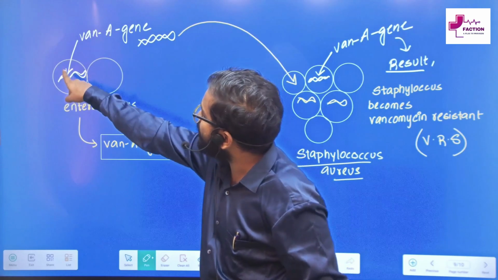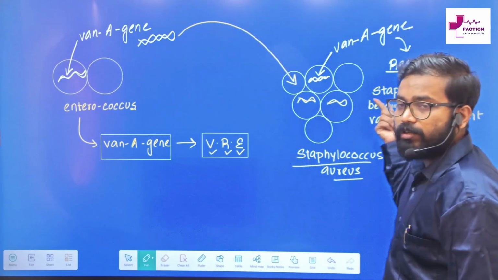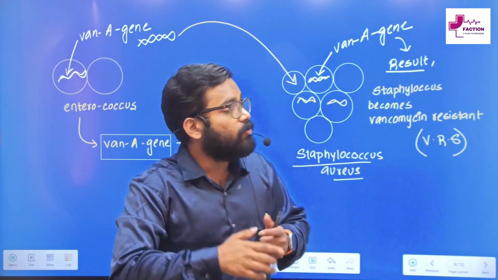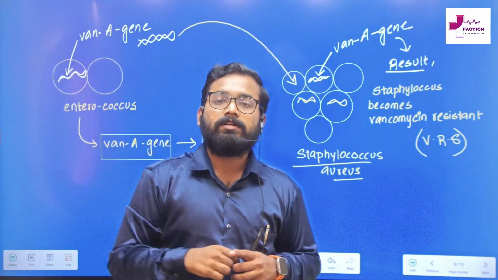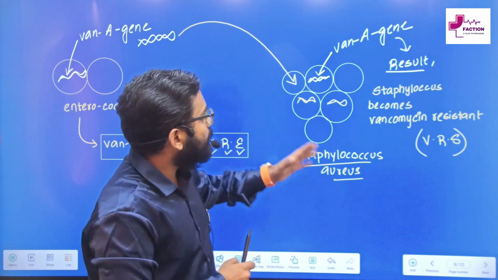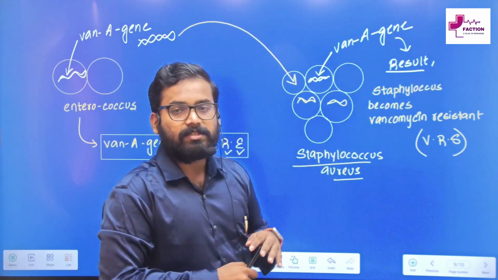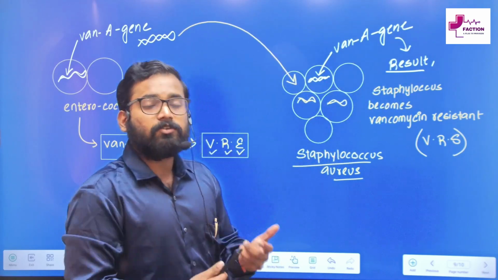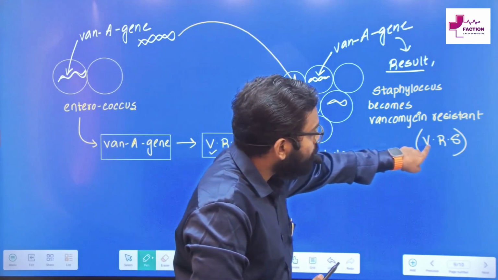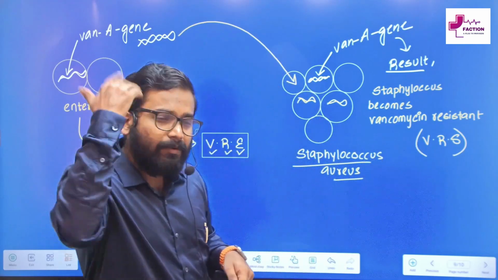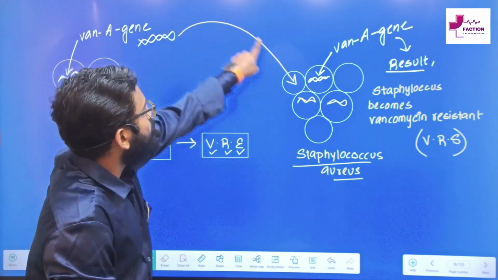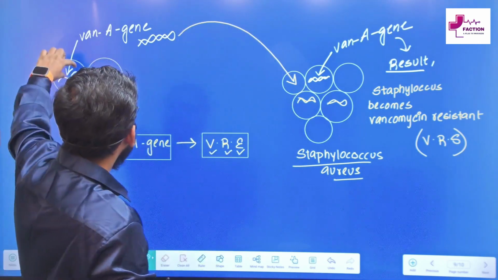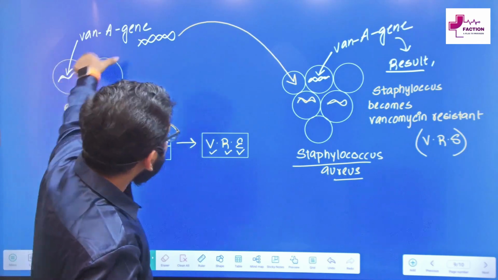Similarly, if this Van A gene gets transferred into a colony of Staphylococcus, this Staphylococcus also does the same. It will alter the peptidoglycan sequence of the bacteria, and ultimately vancomycin can't act on this Staphylococcus colony, as a result of which we will see vancomycin resistant Staphylococcus. Now a question might arise in your mind: how is it actually possible to transfer this Van A gene from here to here?